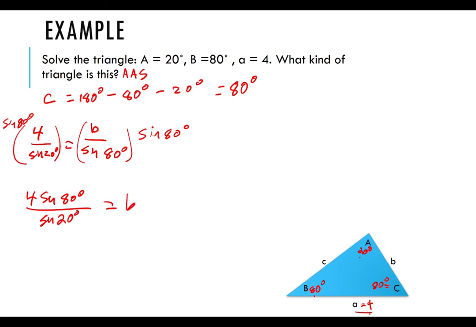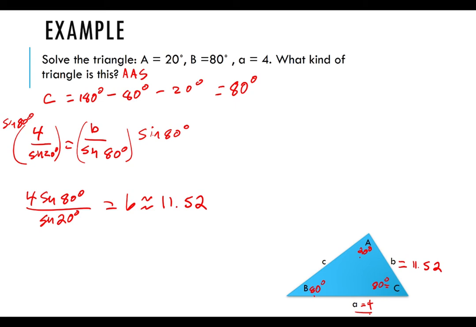At this point we do need to round somehow, so I'm just going to arbitrarily round to 2 decimal places. Be careful, MyLabs will tell you how far to round. If I'm going to round to 2 decimal places, or the hundredths place, that's going to be 11.52. And so now I know that side B is 11.52.